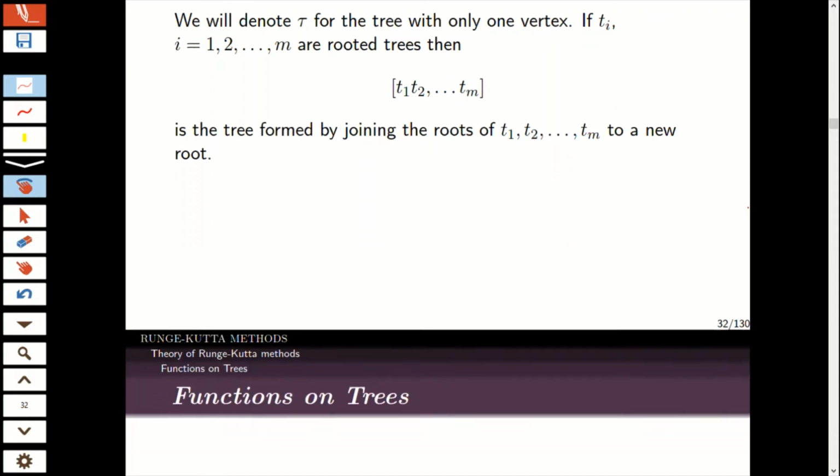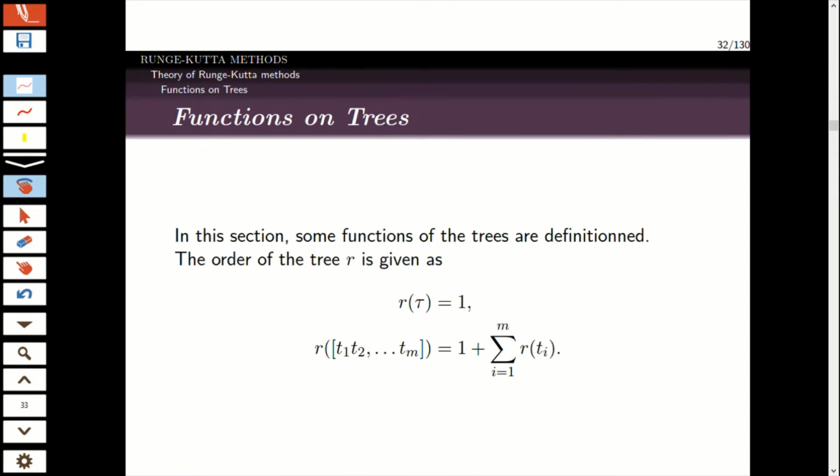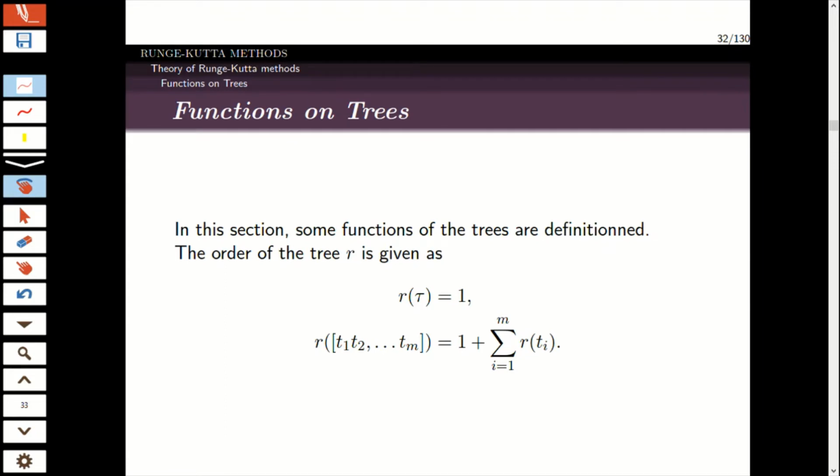Okay, and then we'll learn also functions on trees. So what are functions on trees? In this section, some functions of trees are defined. So the order of the tree r is given as, this is the order, where r(tau) equals 1. So the order function is given by 1 plus the sum of the orders of all the trees from i equals 1 to m.